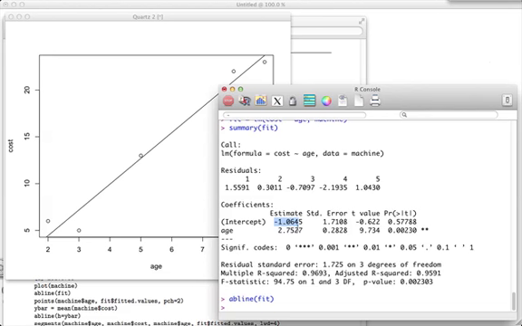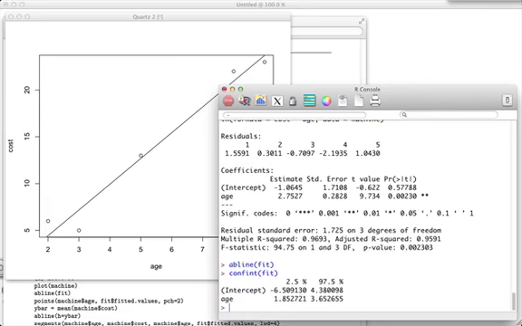Now, how could we find a 95% confidence interval for the age? In this case, our data set is so small, don't go 2 standard errors. It's going to be a bit more than 2 standard errors. Use the confint function. What you'll see is that you think the slope is somewhere between 1.8 and 3.65.